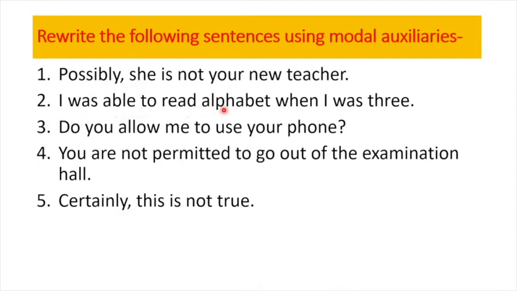I was able to read alphabet when I was 3. Here ability is expressed. Do you allow me to use your phone? It seems that the person is asking permission. You are not permitted to go out of the examination hall. You are not permitted. I hope you understand the meaning now.